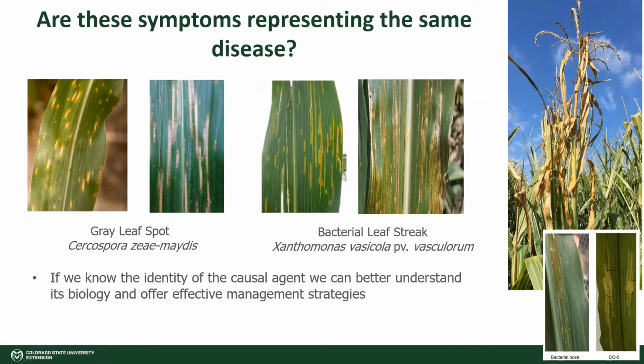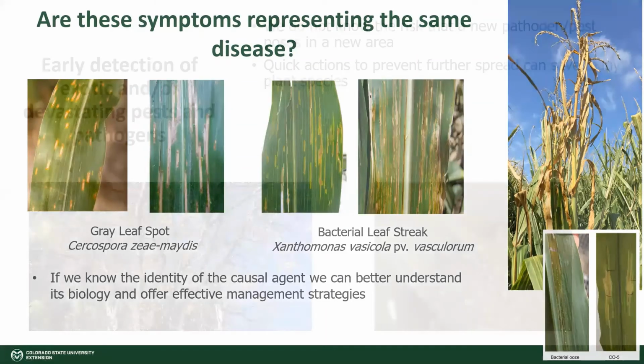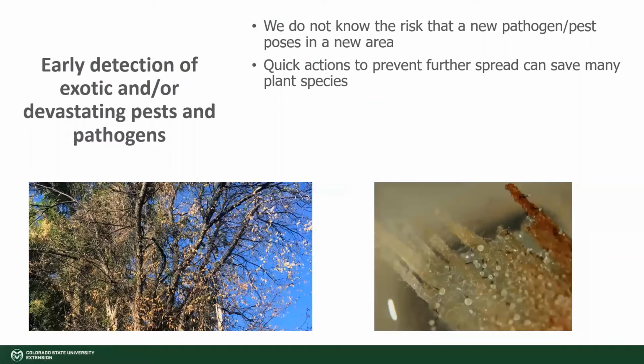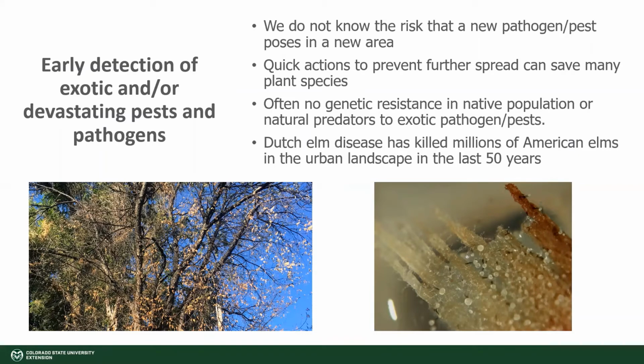A second reason why it's so important to diagnose plant problems is because we need early detection of exotic or devastating pests and pathogens. We don't know the risk that a new pathogen poses to a new area, so we need to take quick action to prevent further spread to many plant species. I'm showing you here an example of Dutch elm disease. Dutch elm disease has killed millions of American elms in the urban landscape in the last 50 years. This is how the tree looks, just devastated. And this is how the fungus looks under the microscope on a petri dish.